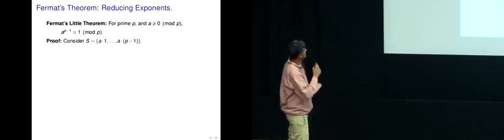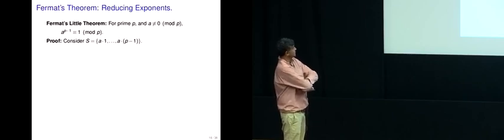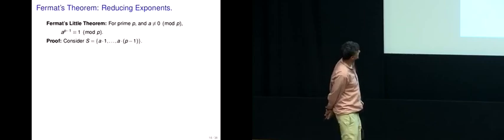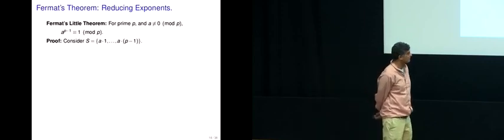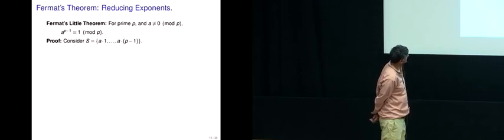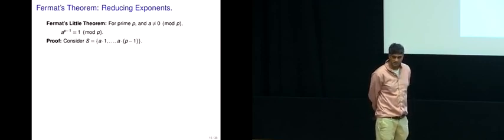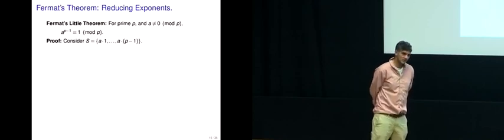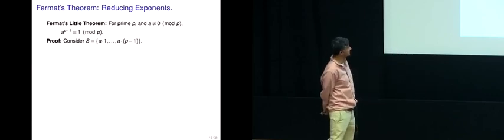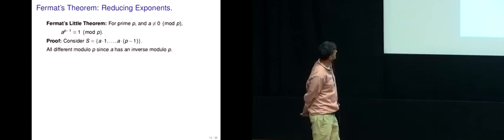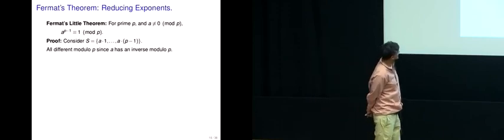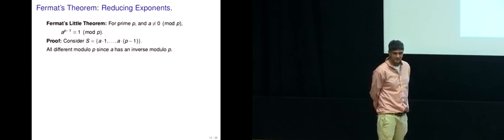Okay, so what we're going to do is use a bijective proof. We're going to start with a, and think of a as a function, and multiply it by every element in our set other than 0. The elements in our set are 0 through p minus 1, and we multiply a by each one. So we form a new set: a times 1, a times 2, and so on. All of them are different modulo p, since a has an inverse mod p.